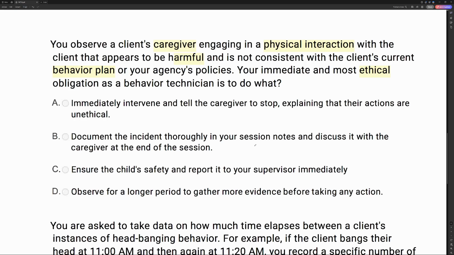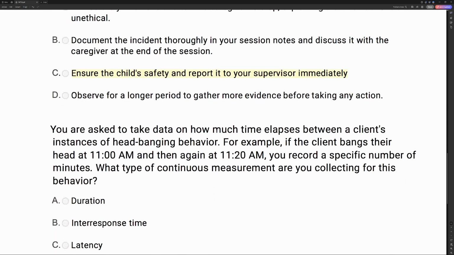Do not wait. D, observe for a longer period to gather more evidence before taking any action. If you truly believe something is harmful or the client could be harmed, you have to report that immediately. Now, telling the caregiver what to do in a parenting situation is not your place. But as long as the client is safe, you have to just report this immediately to your supervisor. So the answer here is C.